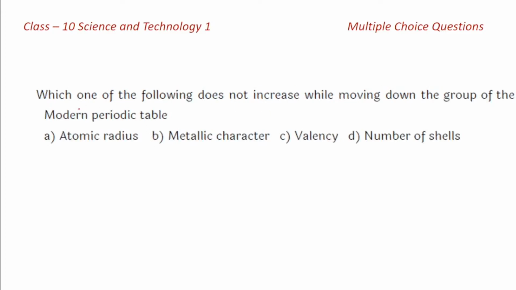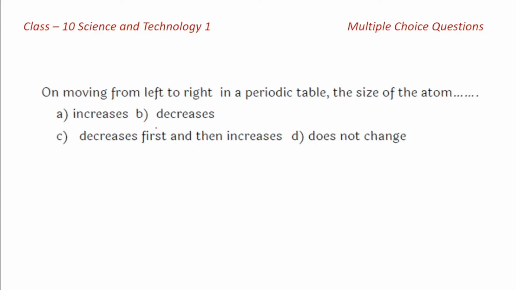Next question is, which one of the following does not increase while moving down the group of the modern periodic table? First option is atomic radius, metallic character, valency or number of shells. Correct answer is valency. As we move down in the group of modern periodic table, valency of the element will not increase.